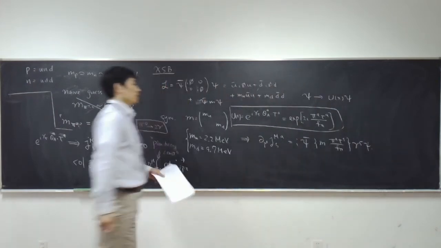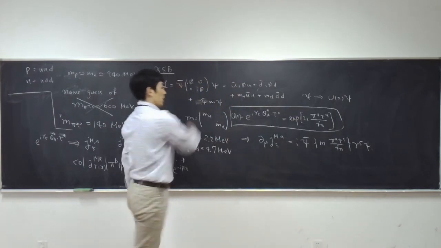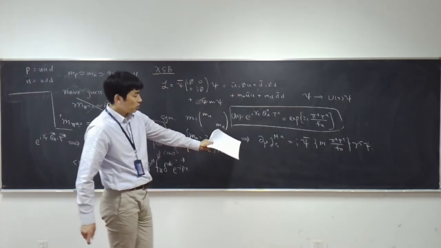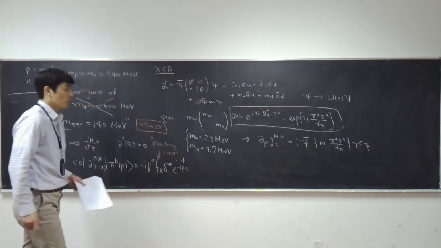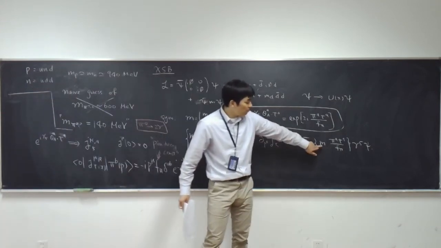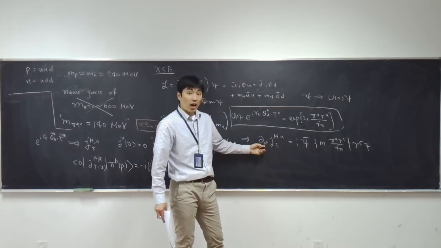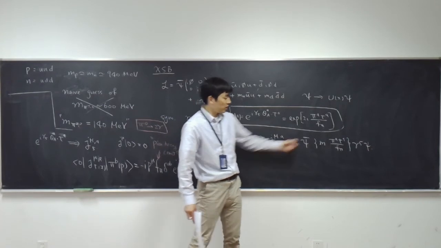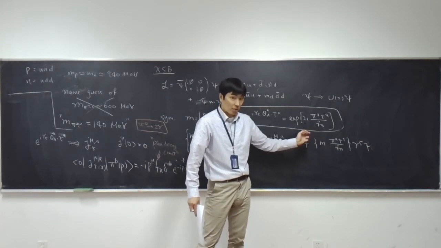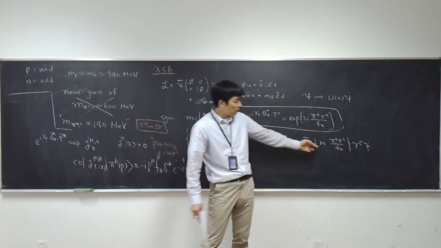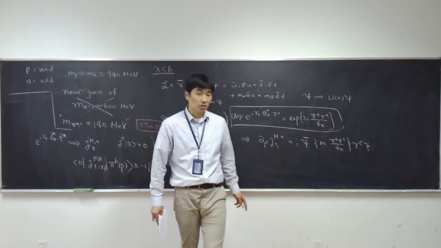Under this transformation, the Lagrangian has a variation, delta L. It will give you this equation. So as you can easily see, if there is a mass term, this current conservation is no longer zero, right? If the mass is zero, the right hand side is zero at the classical level. But if you include a mass term, this current is no longer conserved. That's what it means.